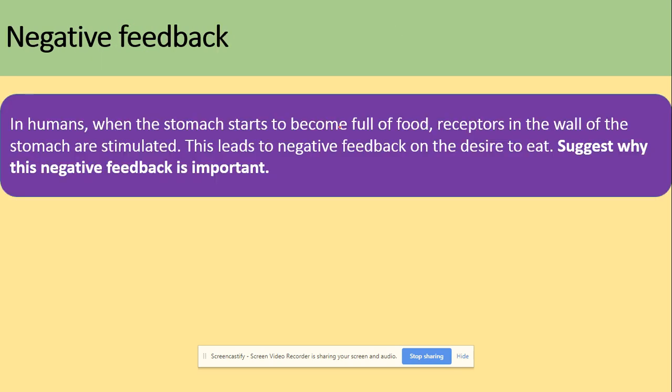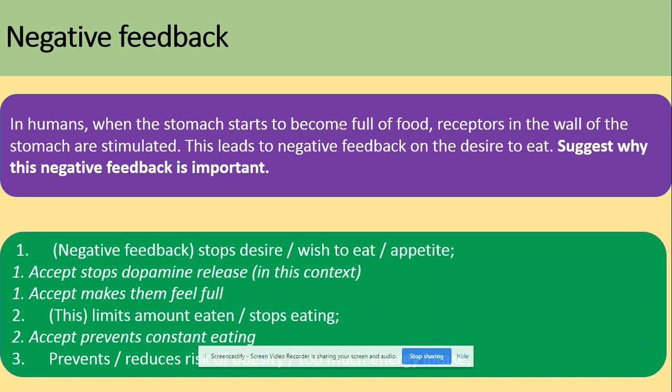So negative feedback, and a few questions here. In humans, when the stomach starts to become full of food, receptors in the wall of the stomach are stimulated, and this leads to negative feedback on the desire to eat. Suggest why this negative feedback is important. It stops the wish to eat, so that will limit the amount of food eaten, reducing, for example, the risk of obesity.